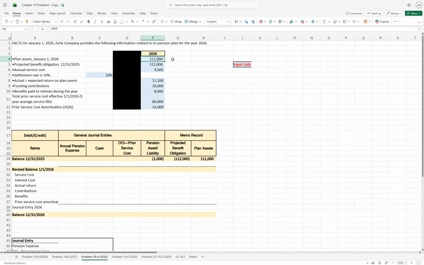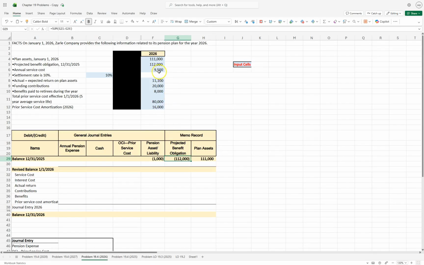We have plan assets on 1/1/26 is $111,000, which is right here under the plan assets column. And then we're told that the projected benefit obligation at 12/31/25 was $112,000. So when it tells us that that's the balance, we know it's a credit balance because this is a liability account.